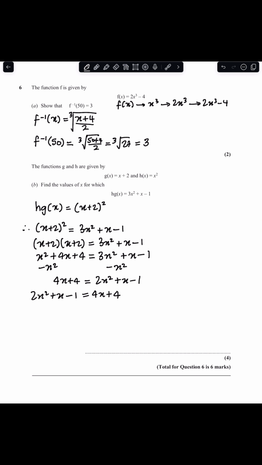And so what I'm now going to do is bring all the terms on the right to the left by subtracting 4x and subtracting 4 from both sides. So what that leaves me with is 2x squared minus 3x minus 5 equals 0.